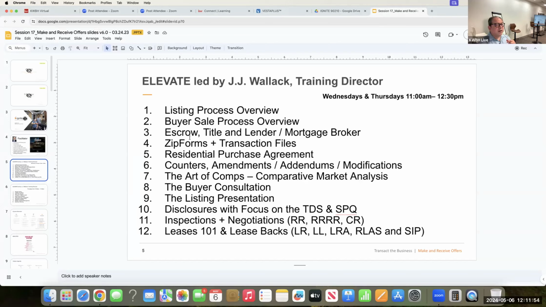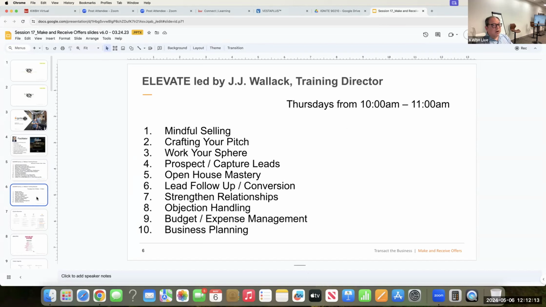On Thursday, we're going to talk about ZipForm. What's ZipForm? ZipForm is the platform where we can access our contracts. You can access them online or by downloading the software. Either way, we're going to be doing that Thursday. I'll show you both. And then on Thursday mornings, I teach out of the MREA book. We're going to talk about business planning on Thursday.